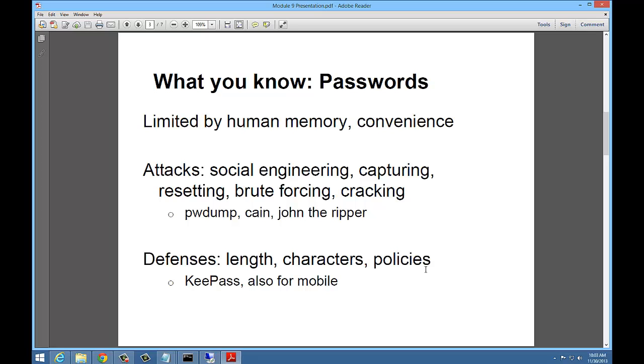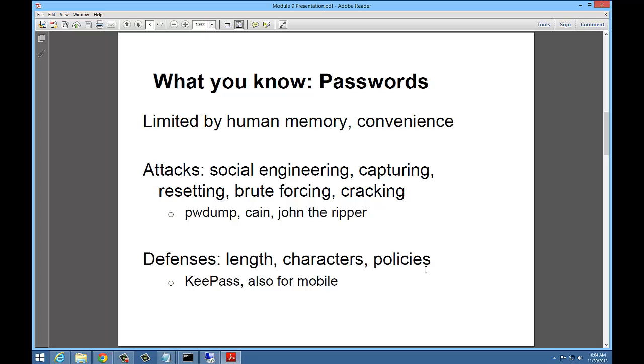A password is something that you know. Of course, it is limited by human memory and convenience. Sometimes we create passwords that are so complex that we have to write them down, and once we write them down, they become vulnerable as well. There are also social engineering attacks, where someone will pretend to be an employee of a company, call up, and try to socially engineer the password out of maybe an IT administrator.